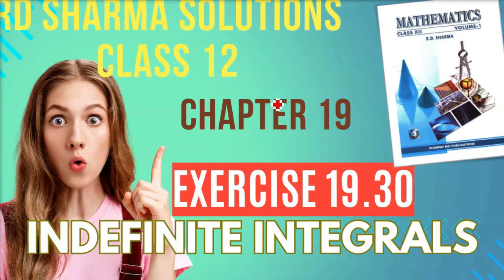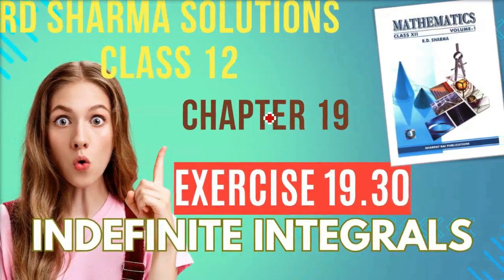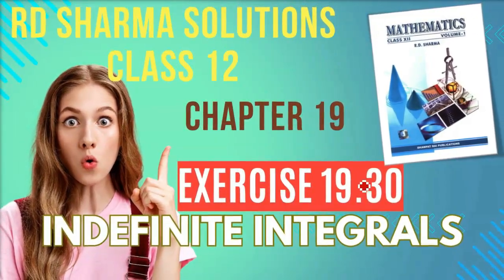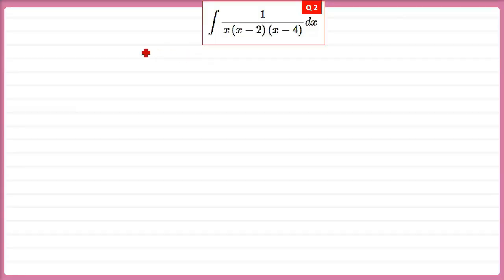This is RD Sharma Solution Class 12. We are taking exercise 19.30 of chapter number 19, Indefinite Integrals. Integration of 1 by x, x minus 2, x minus 4. Now we'll do it using partial fractions, integration by partial fraction.